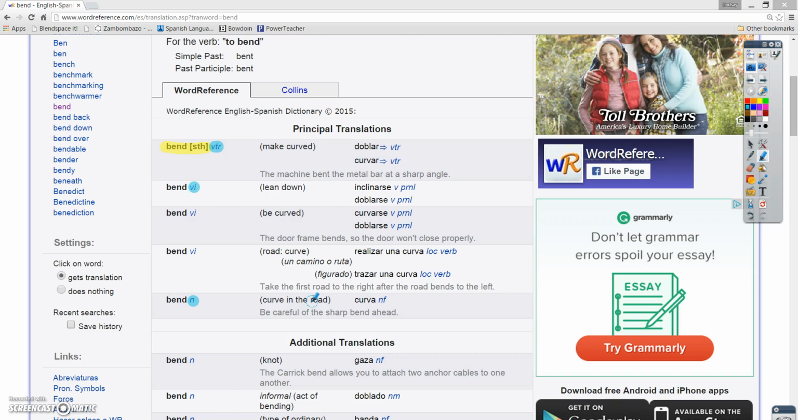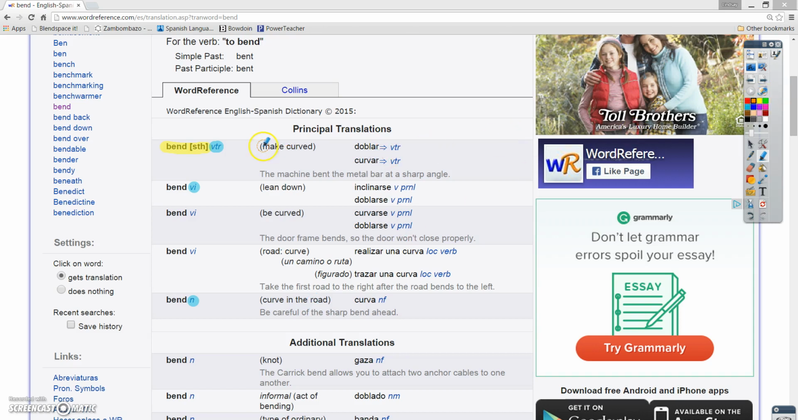It's important to know the parts of speech because if you're using the word bend, as in he bended the straw, you know that bend is a verb and you have to use the verb. If you're using bend as in we went around the bend, it's a noun, and that would mean you have to find the word that's a noun.